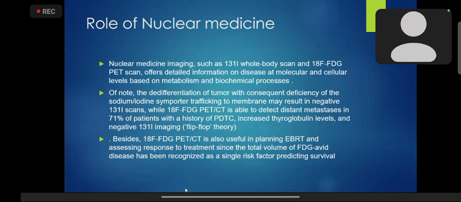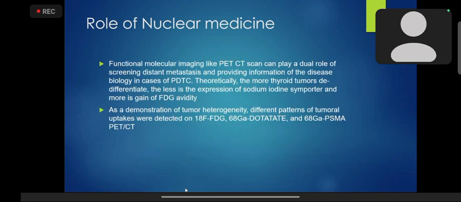18 FDG PET scan is also useful for planning EBRT and the treatment volume to be given. FDG-avid disease is recognized as a single risk factor for predicting survival. Molecular imaging with PET scan plays a dual role of screening for distant metastasis and assessing disease biology in poorly differentiated thyroid cancer.